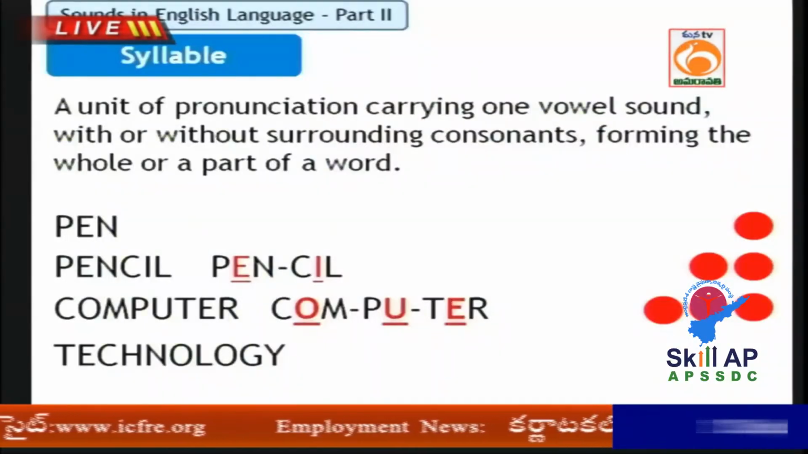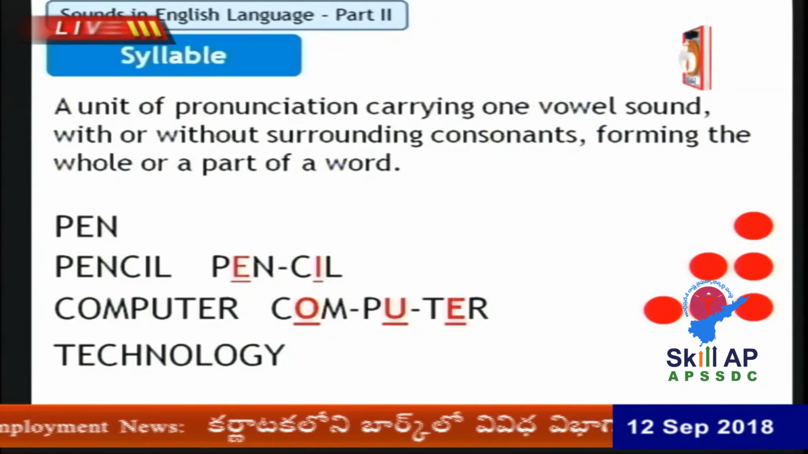If I have pencil, two beats. If I have computer, three beats. So the number of beats in each and every word, in order to pronounce it, is nothing but the syllable. Let's take this example so that we understand it better. We have pen, that means it has one beat. Pencil, we have two. Then we have computer, three. Then we have technology. How many?